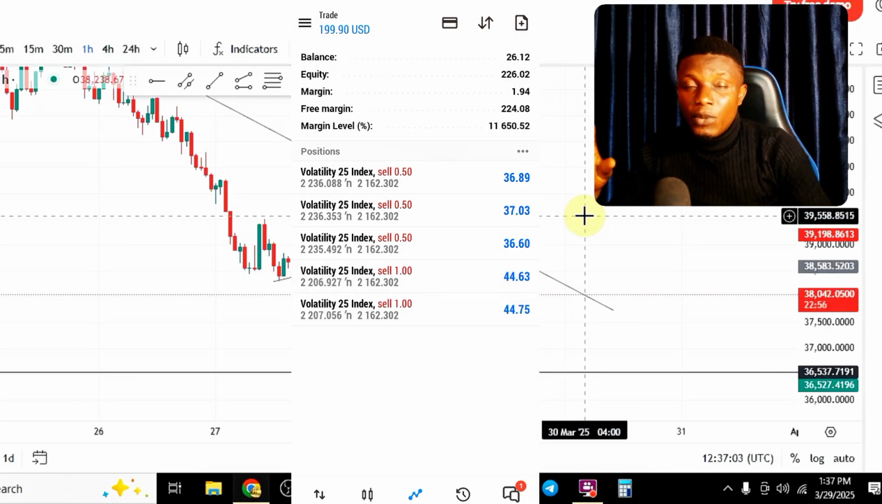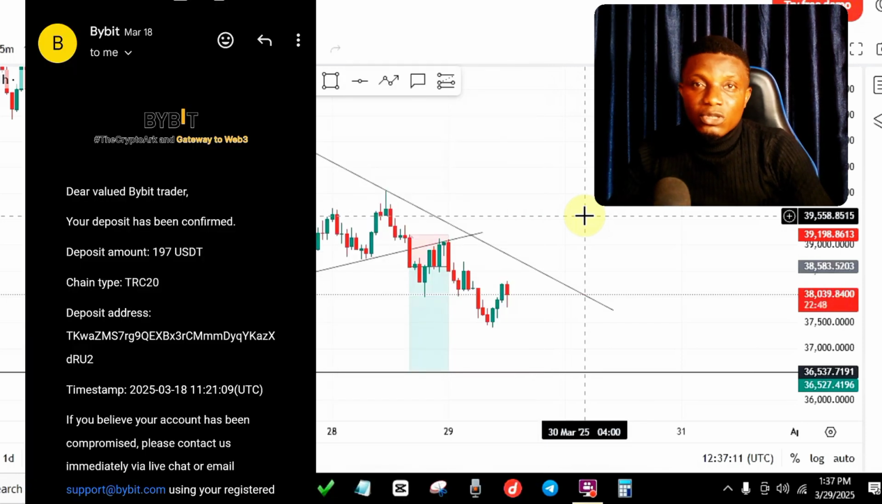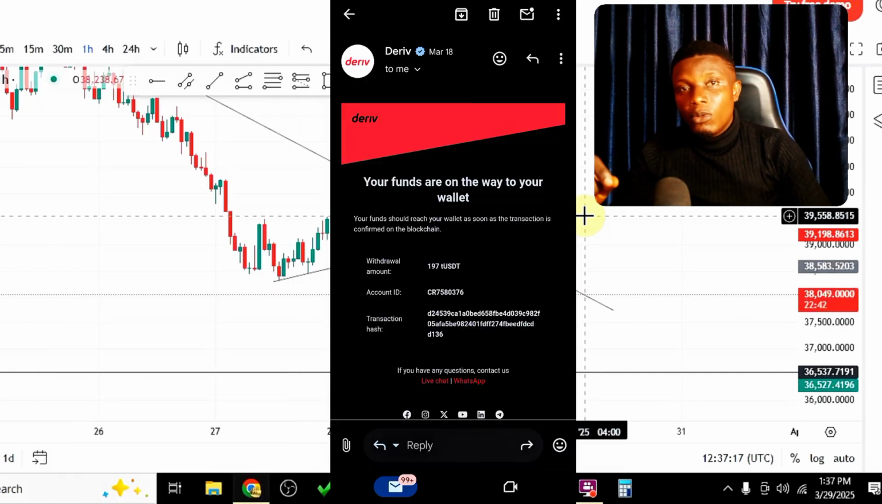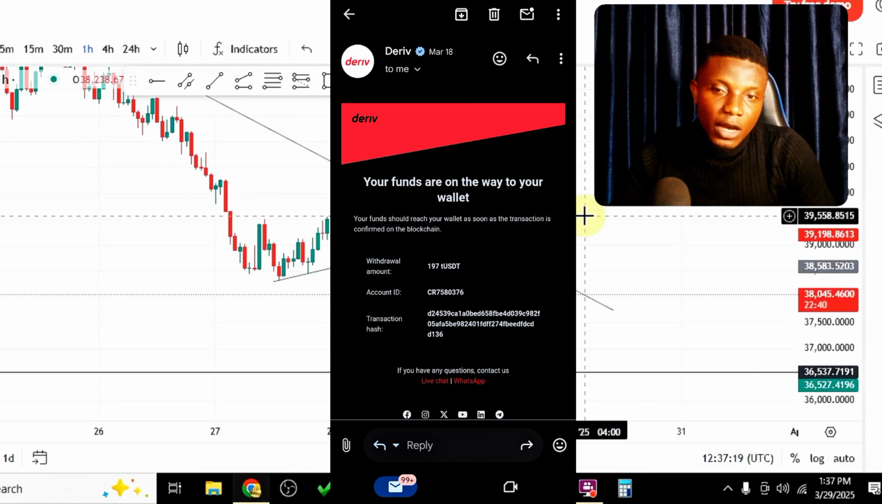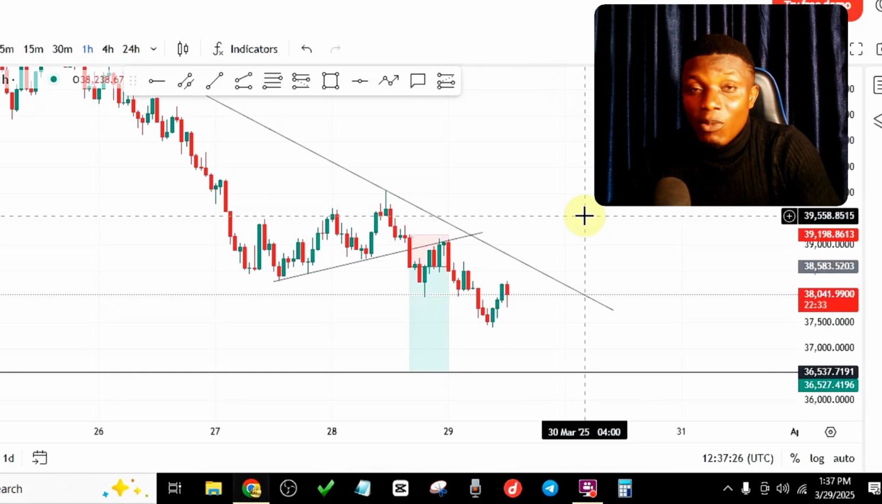As you can see on the place withdrawal from my Deriv, because of course it's Deriv I'm using, the Deriv platform released my funds to my Bybit wallet. This is my receive notification, and this is when I was withdrawing the money from Deriv. So guys, that is my withdrawal proof to show you that I actually made this money. I'm not making this up, and this is not a demo account.